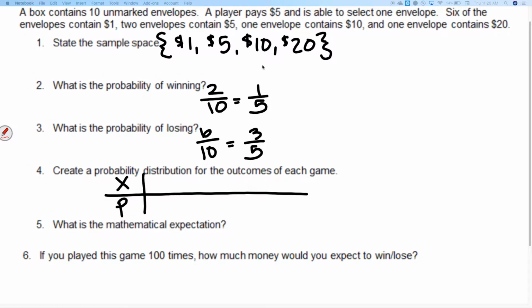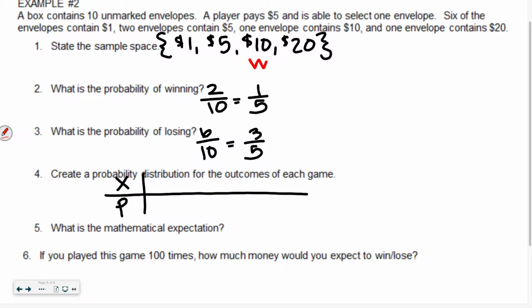Gaining money. So that would be your $10 and your $20 bill. Those would be wins, and you have one of each of those, so 2 out of 10 is 1/5. And then losing is when you walk away with less money than you had, so we would do just the $1 bill. There were 6 $1 bills, so 6 out of 10 is 3/5.